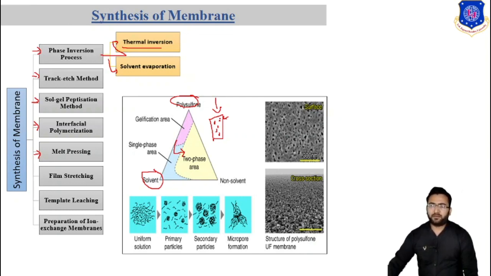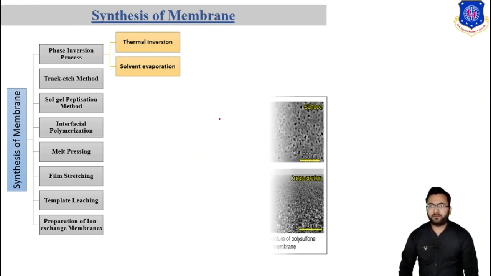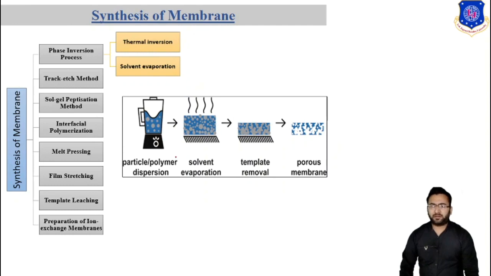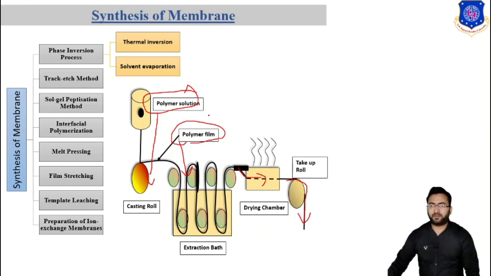The phase inversion method is classified as the thermal inversion method and the solvent evaporation method. In the solvent evaporation method, we are going to evaporate the solvent and get the porous membrane. Whereas in the thermal inversion method, the polymer solution goes to the casting roll and is converted into the polymer film, which goes to the extraction bath, where the polymer film is converted into a thin polymer film and goes for drying, and we can collect it from the roll. So this is all about the thermal inversion process.